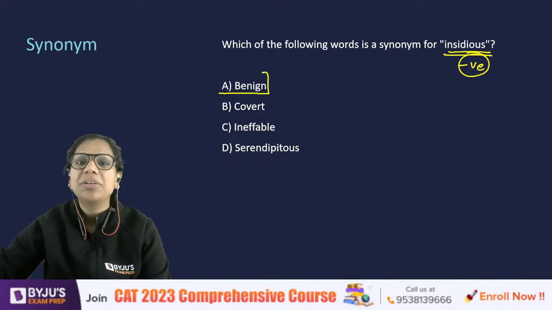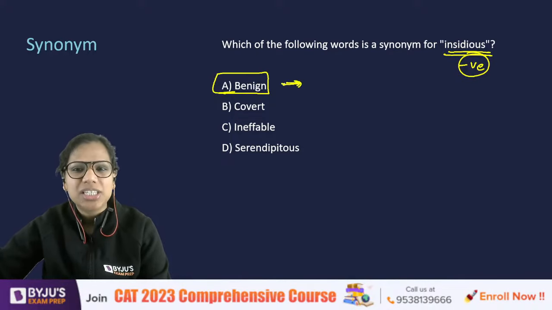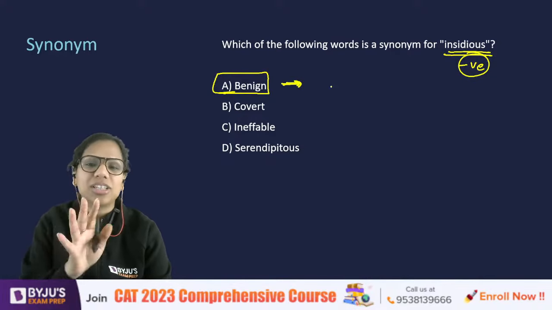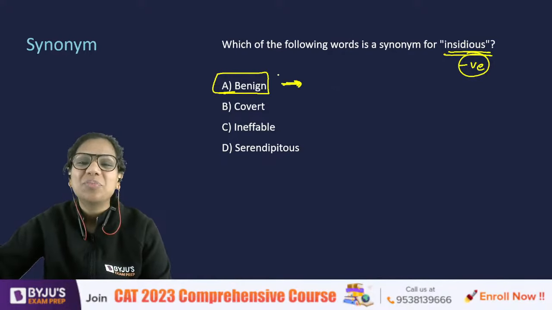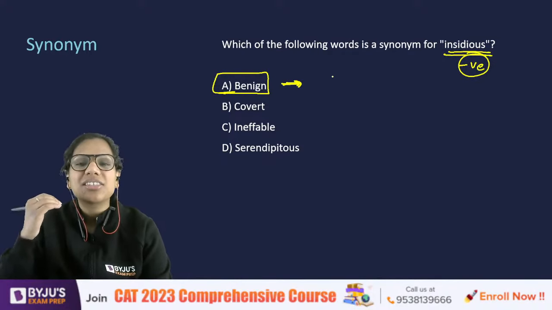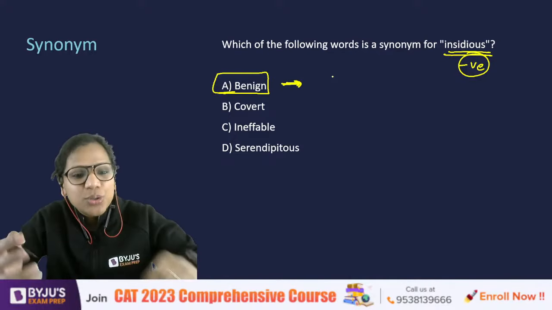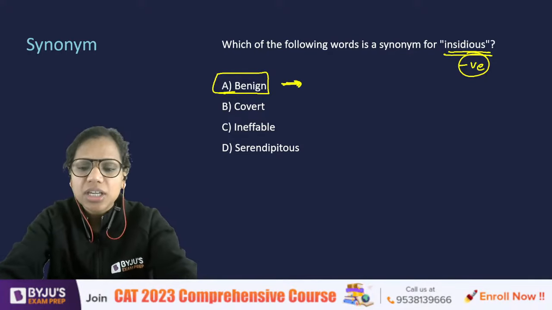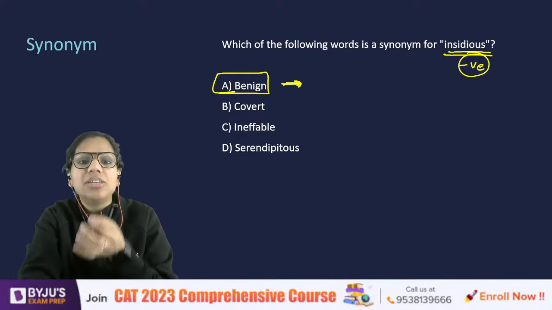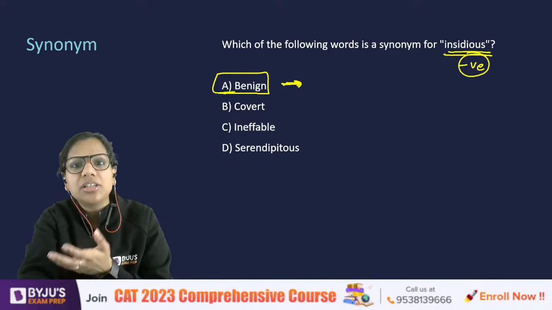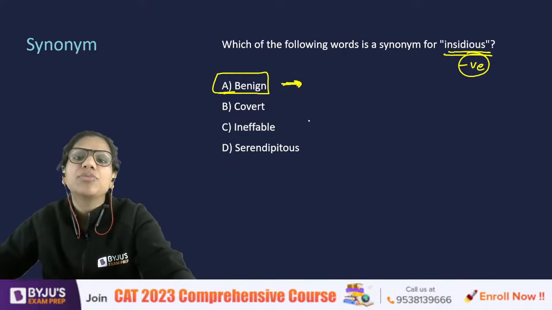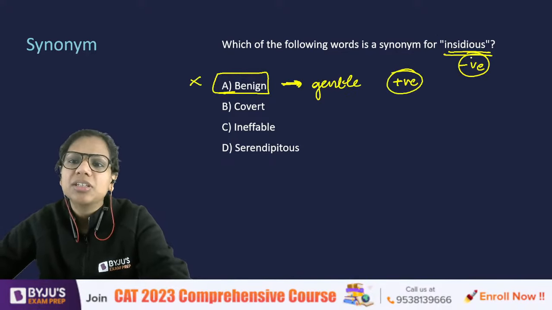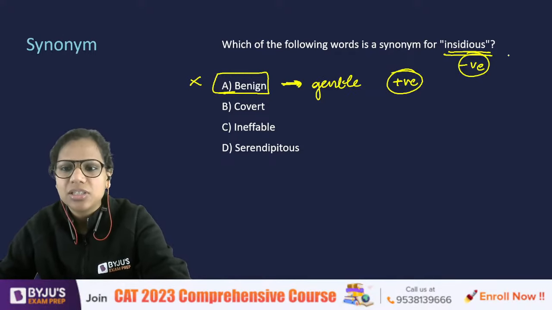Whereas, if you look at benign, I think we discussed benign. Somebody talked about a benign tumor also yesterday. Benign is someone who is a well-wisher, someone who's kind to you. So benign is a positive word. If you know the connotations of words, the images associated with words, that okay, I have always heard it in the context of someone who's gentle, this seems like a positive word. So it cannot be a synonym for insidious. Eliminate using this logic.